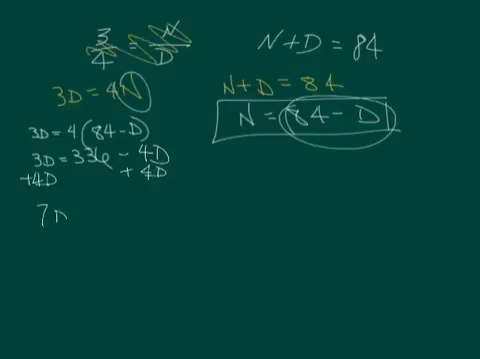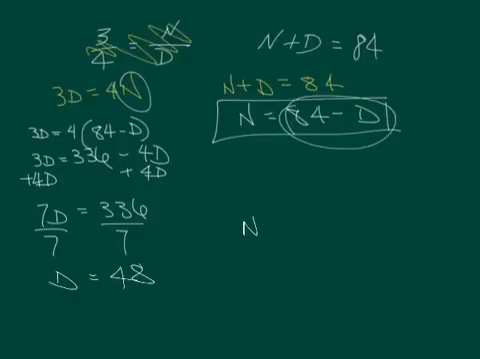It gives me 7d equals 336. Divide by 7. Divide by 7. And I get d equal to 48. So d is 48, and I know that n plus 48 equals 84. So it's real easy then for me to find what n is, and that would be 36. So the book found theirs different than I did, but we both ended up with the same answer. And there you go for that.